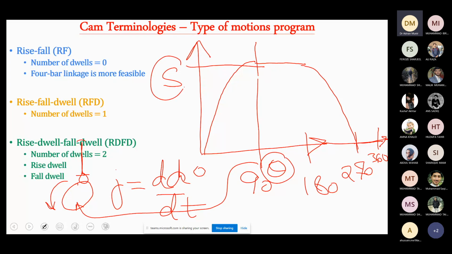Then this S is representing the displacement of the follower. So when the cam moves from 0 to 90 degrees, we have rise. Rise means that when this cam rotates from 0 to 90 degrees, the follower moves up and it increases its displacement. Now when the follower is moving up, it can follow a linear motion, sinusoidal motion, simple harmonic motion, or cycloidal motion. So there are different motion profiles that this follower can follow, and which one is appropriate or a good design, we'll discuss later on.